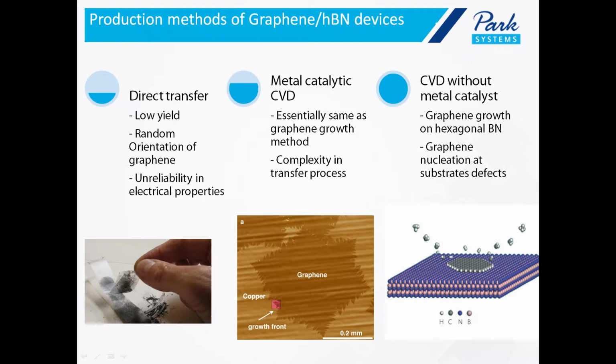But what we're looking at here with the HBN device is we're getting rid of the copper in this case. We're not going to be using a metal catalyst. We're going to be using, again, boron nitride, hexagonal boron nitride. And at defects on the boron nitride, this is where we see graphene nucleation. And this is where we start to see a uniform monolayer graphene being grown at these substrate defect sites.